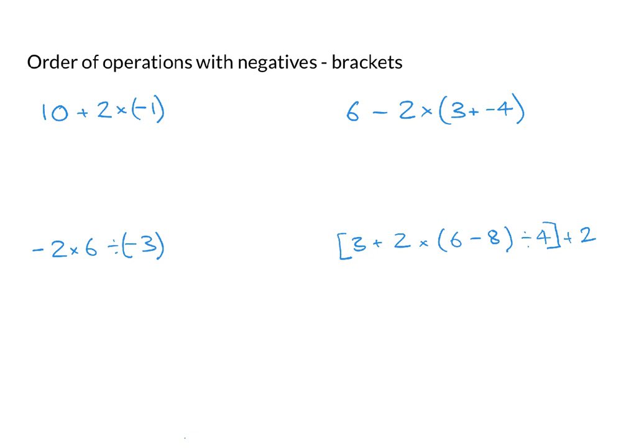Let's do the one on the top left first of all. Now, there's no real bracket apart from the one around the negative. That's just showing us that that negative 1 is a negative 1. So the first thing we do is multiplication. You know multiplication is done before addition. Don't change the order of the way they're written. You just do the order of where you process.